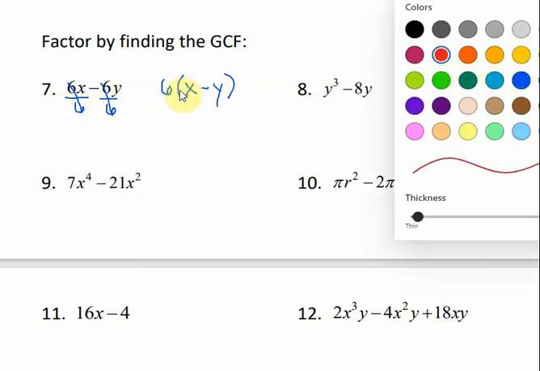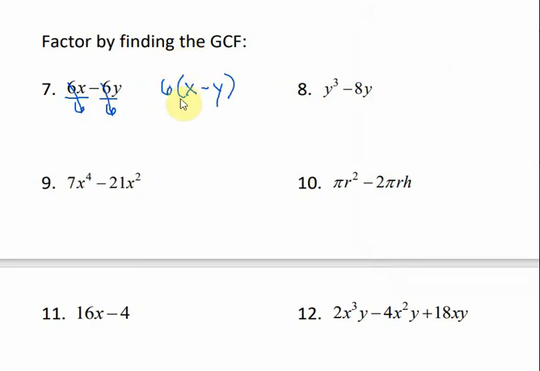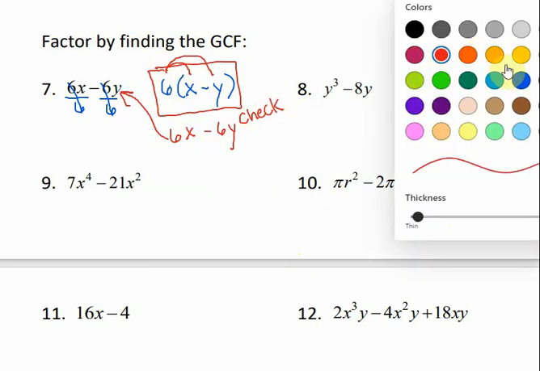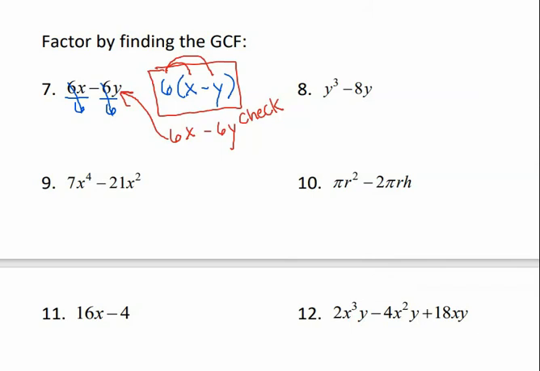The way that you can check your answer anytime you factor, like I said, you should be able to take your answer and multiply it back together and get what you started with. So this is my answer, but let's check it. I would distribute or multiply these two factors back together, and I would get 6x minus 6y. And that's what I started with. So that's the way to check. And if you can't get what you started with by multiplying them back together, then you didn't do it right.